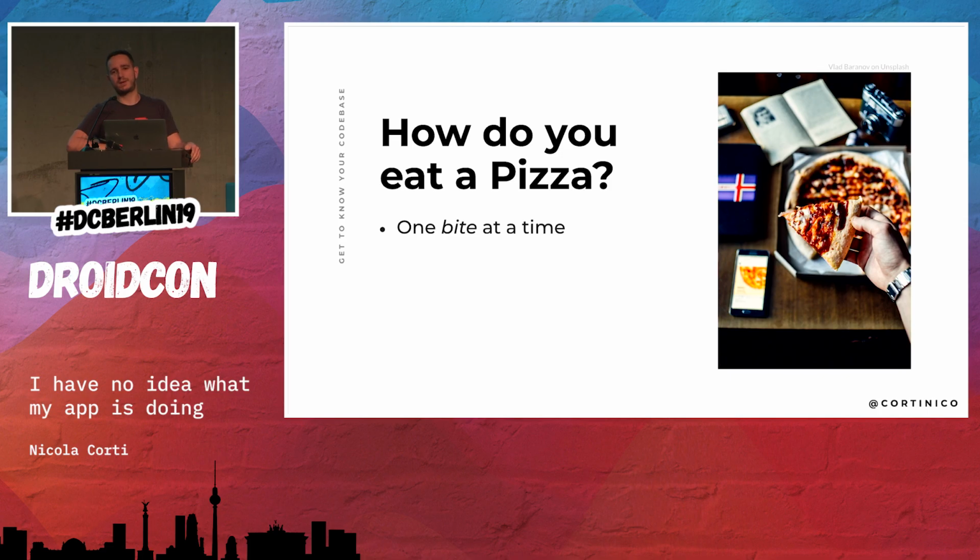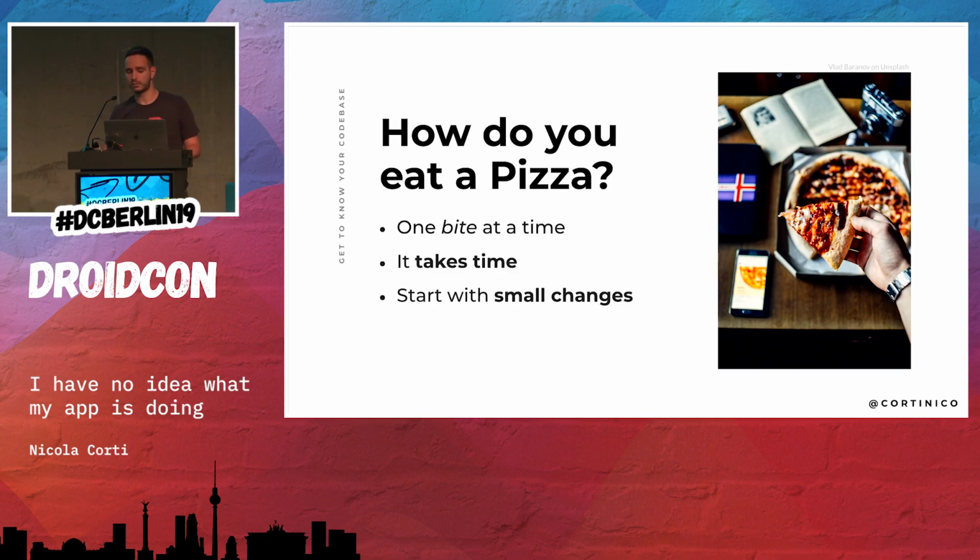First, one bite at a time. You can't expect to get the entire code base immediately. It takes time, obviously. Try to start with small changes, especially if you're a junior. Try to identify sections of the code base that you can touch. Try to change them and see how your changes impact the app. Another source that is really useful for onboarding is to get in touch with tests. Tests, if they're well written, tend to be a really informative part of the code base, and they can tell you a lot about what the app is supposed to do.